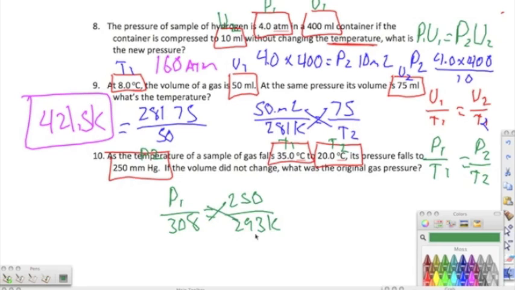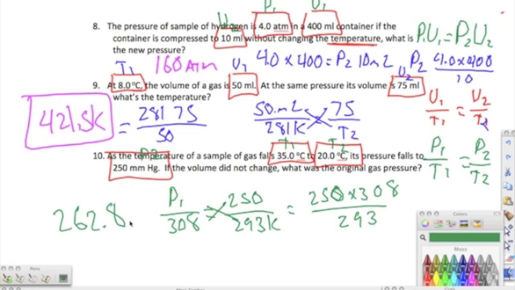Okay, guys, right here, remember, cross multiply. So we take our 250 times our 308 and all divided by 293, and we should get an answer right around 262, we'll round it to 262.8, and that would be our original pressure. So that'd be in millimeters of mercury.